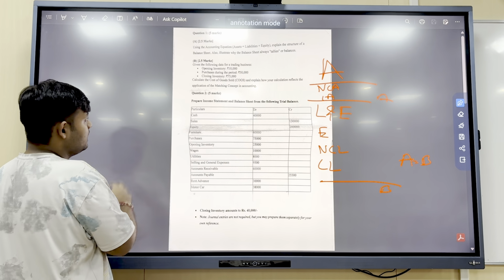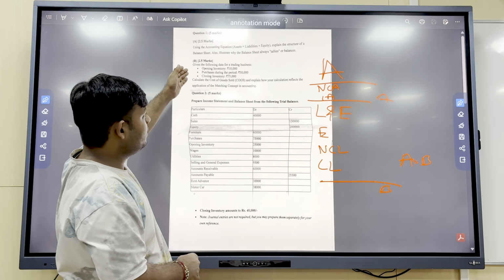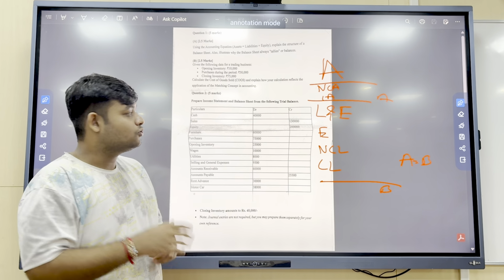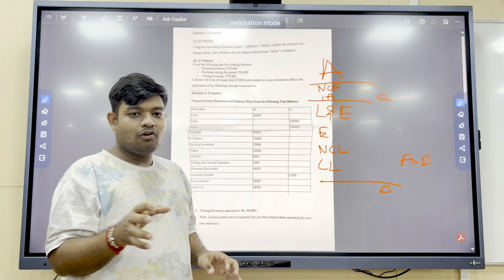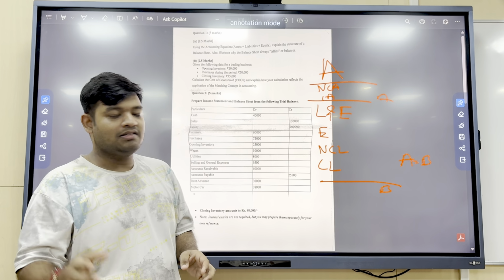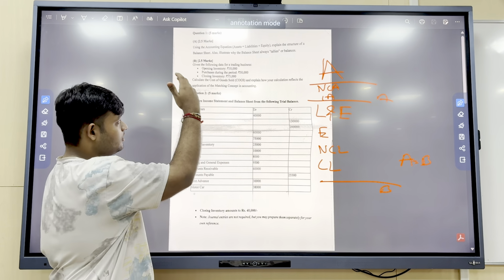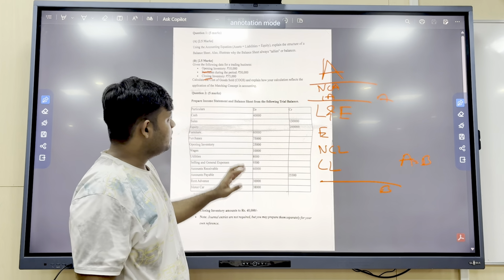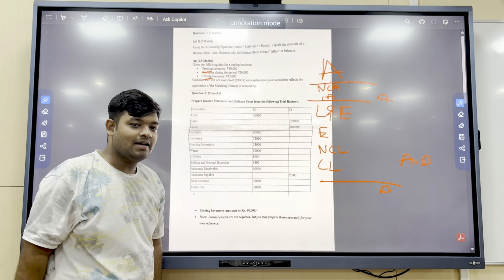Fine. Now let's quickly hop to the B part, which is asking us to calculate the COGS, the cost of goods sold. The basic formula for COGS is the changing inventory plus the purchases made. The changing inventory is the opening inventory minus the closing inventory. As simple as that.